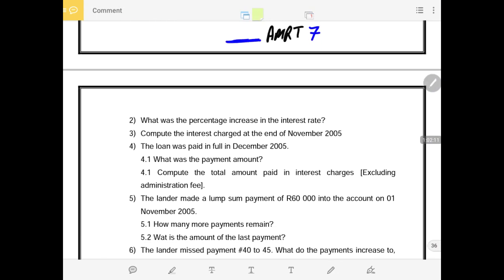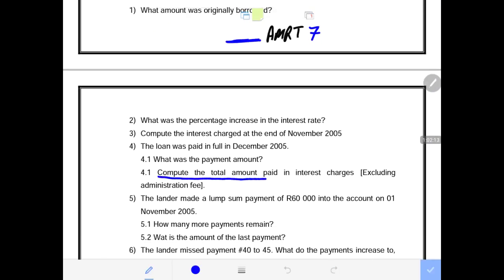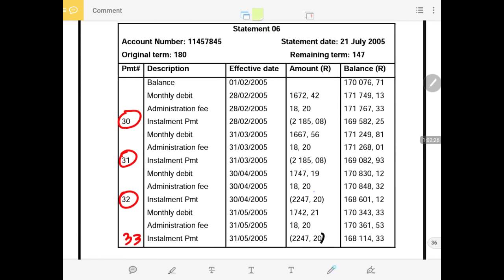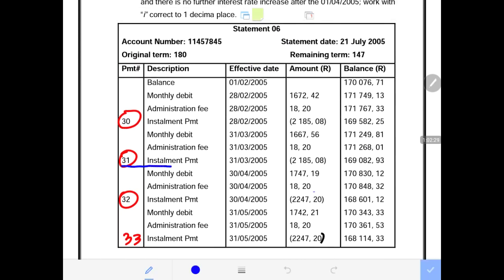Now we complete the second part. Compute the total amount paid in interest charges, excluding administration fee. We need to know how much this person has been charged in terms of interest for the entire period. Please be mindful of the fact that this person made 31 payments paying this amount, and we know this amount includes the administration fee. So we need to minus the 18.20. Then after we multiply this by 31, it will give us the total payments. Then at the same time, this person is going to make other payments. The payments of how much?